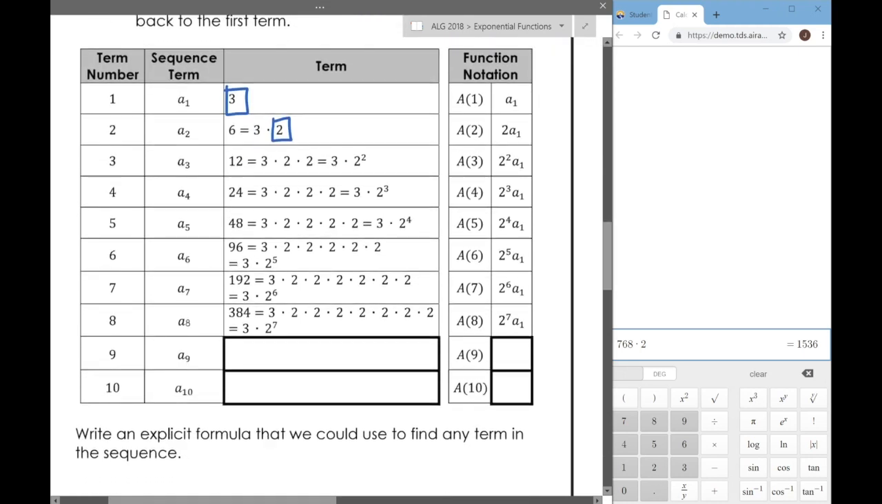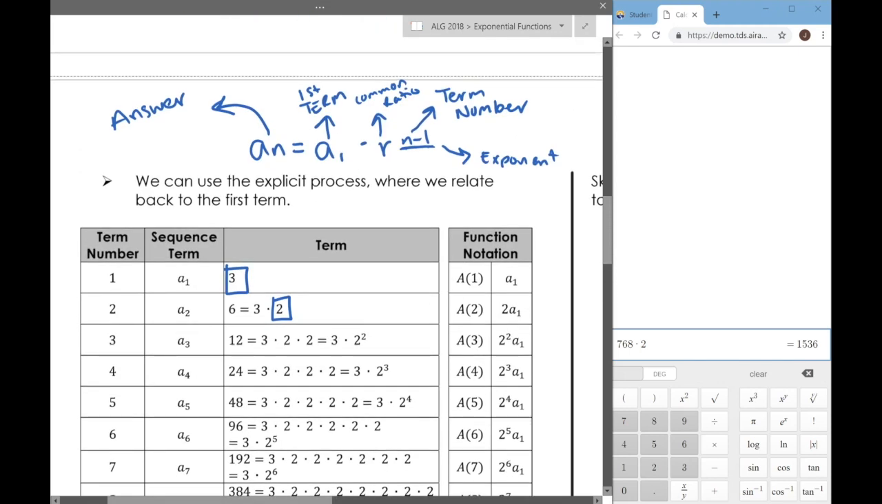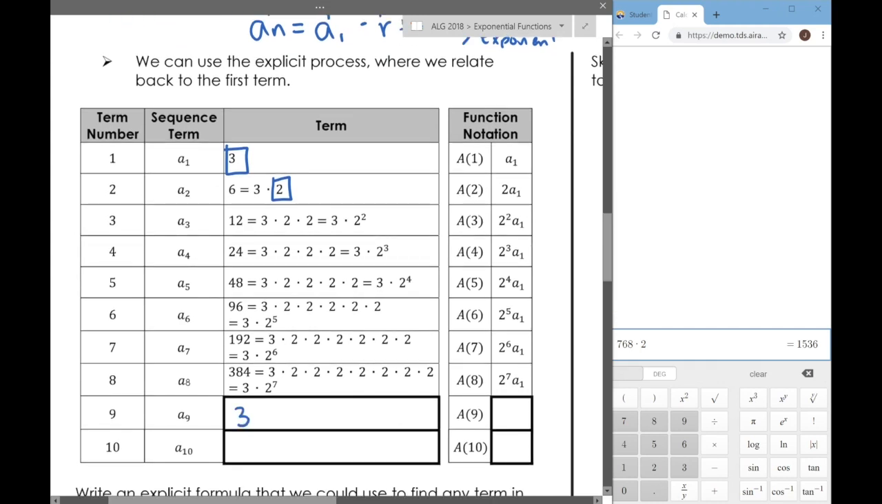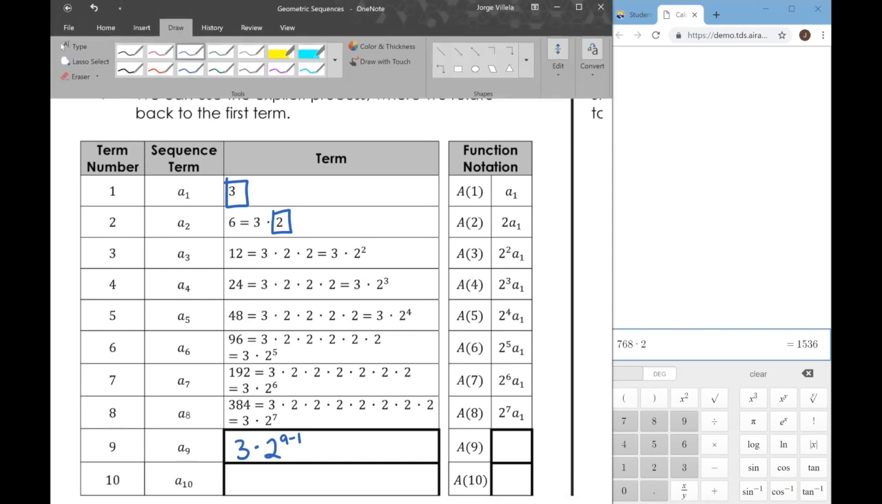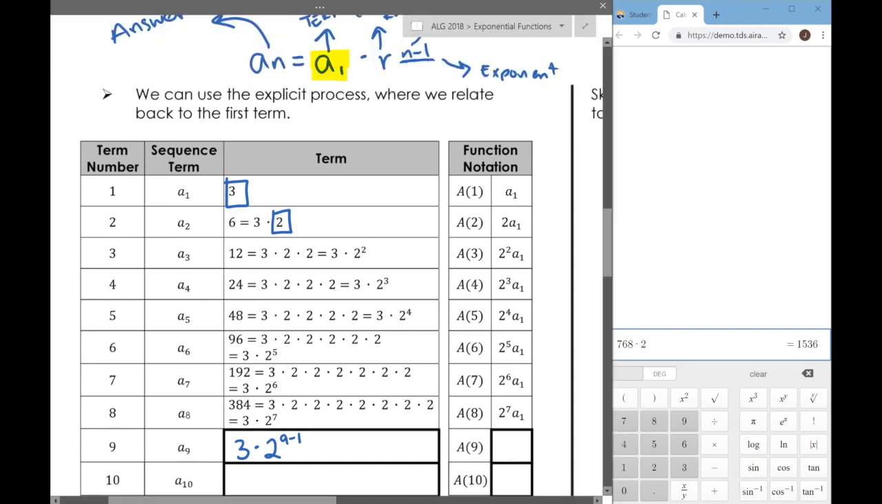Let's try the 9th term. So for the 9th term, we start with our formula. The formula, a1, so I use 3 for a1. We're going to multiply that by what? The r. So the r is 2. And what term are we looking for? Well, we're looking for the 9th term. So I do 9 minus 1, and remember, it's in exponent form. So all I did was, the first term, which I highlighted, is 3. The r is the common ratio, so that's 2.